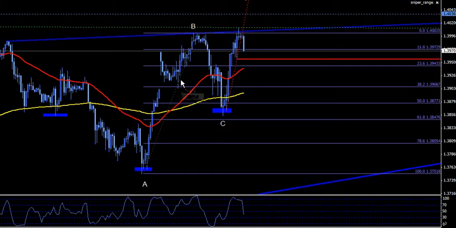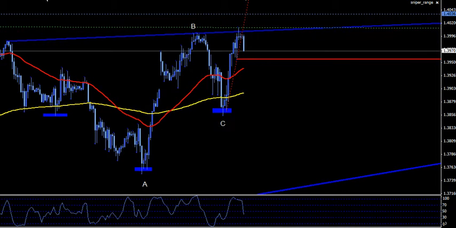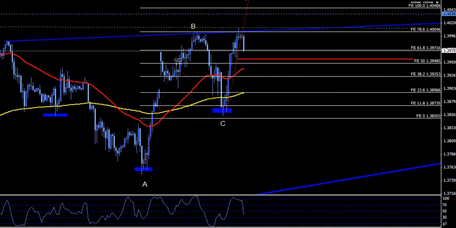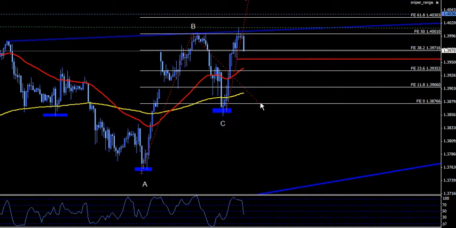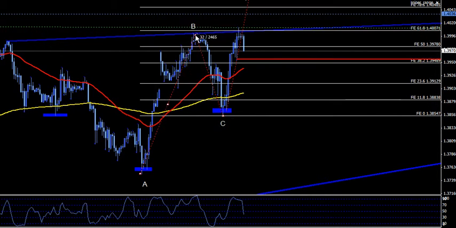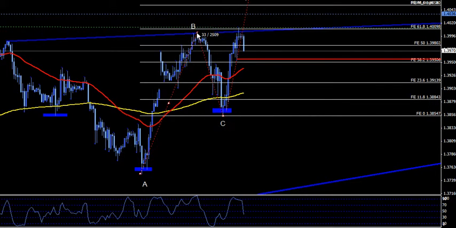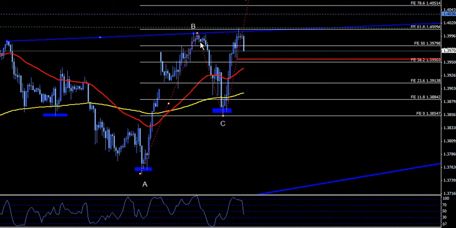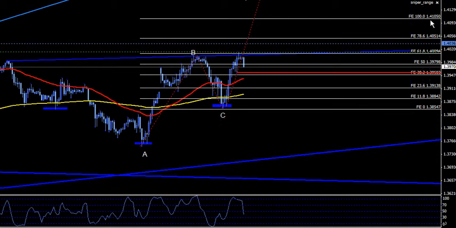But let's find the target on this. And we bounced right off the 50%, actually close to the 61.8, forming C. And let's find out where the target is on that. Using the Fibonacci expansion tool. So the 1-hour target on the ABC pattern comes in at 41.05.